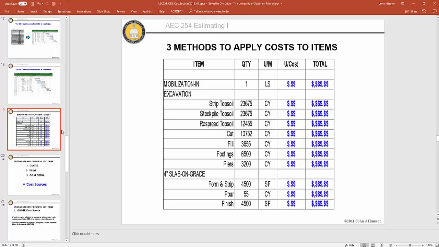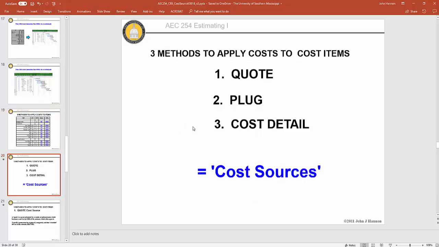So the resources to complete an excavation item would be heavy equipment like dozers, scrapers, maybe excavators. And I need people to operate those machines, and I add up all that cost, and figure out how long it's going to take to complete 23,670 cubic yards. A cost detail is deriving the cost myself. I'll show you an example of that better in a minute and probably later in the course.